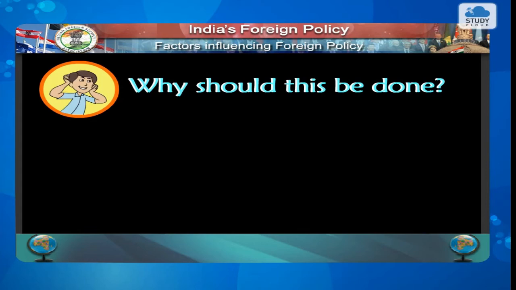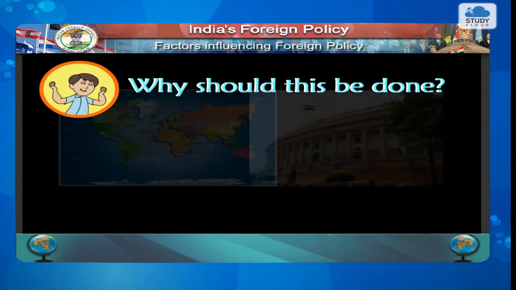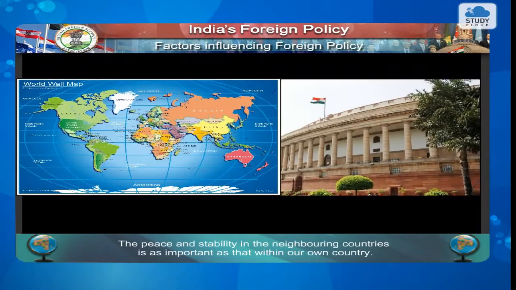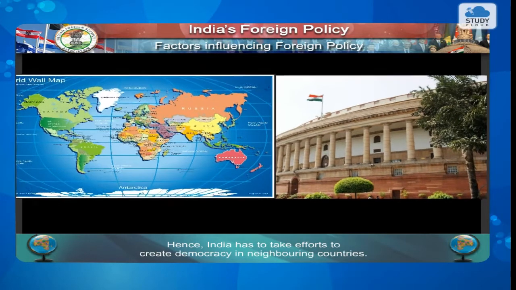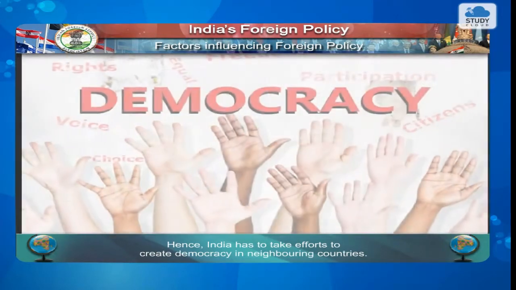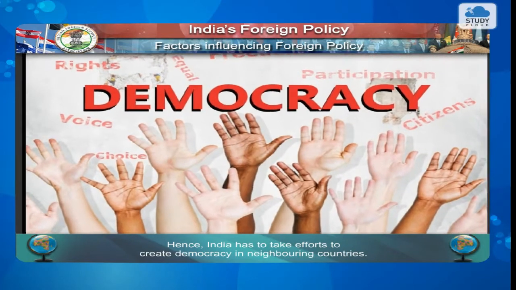Why should this be done? The peace and stability in the neighboring countries is as important as that within our own country. Hence, India has to take efforts to create democracy in neighboring countries.